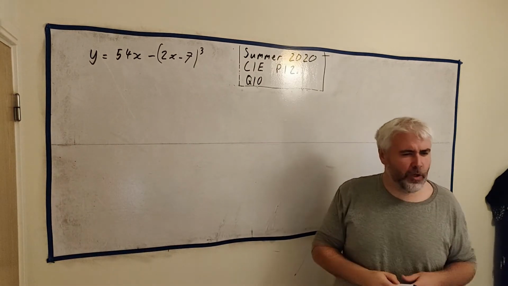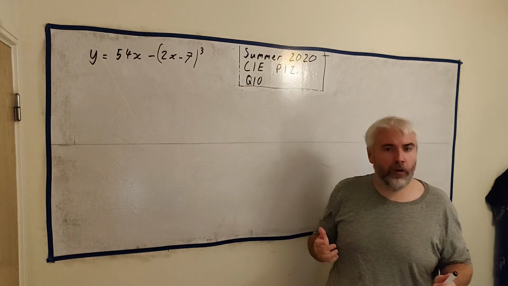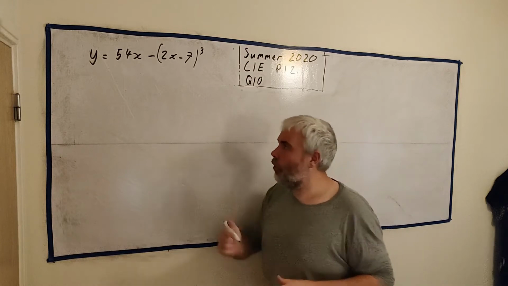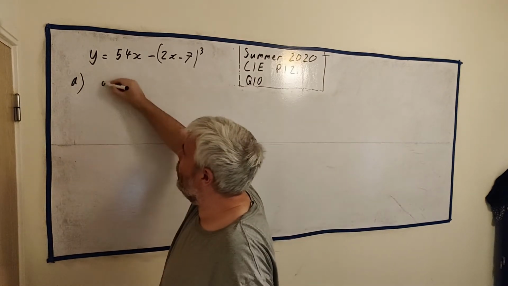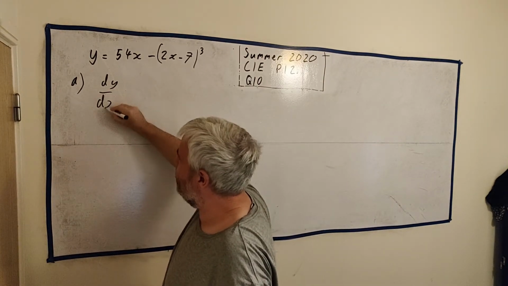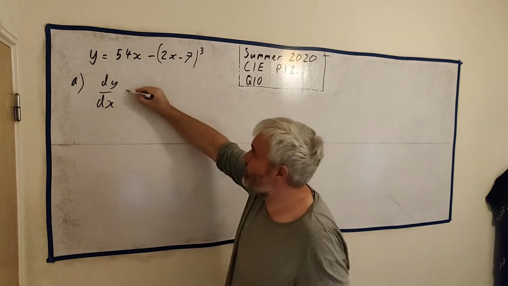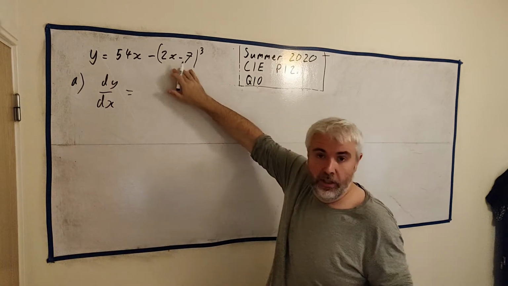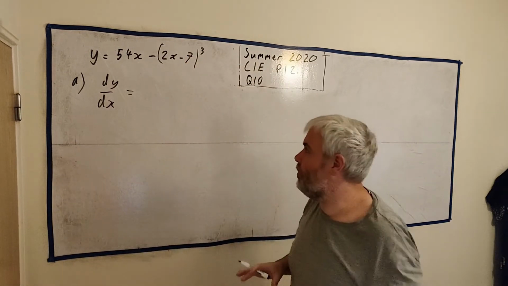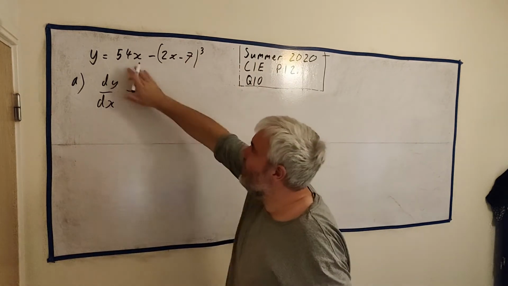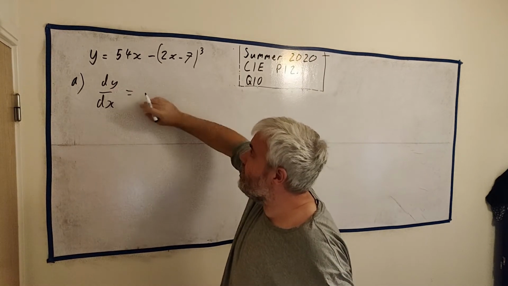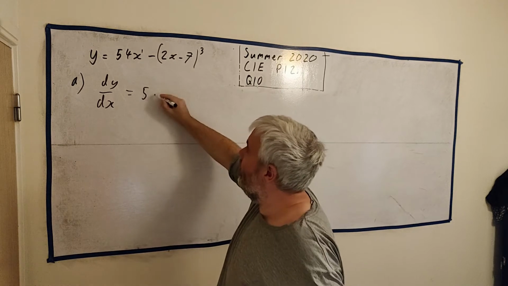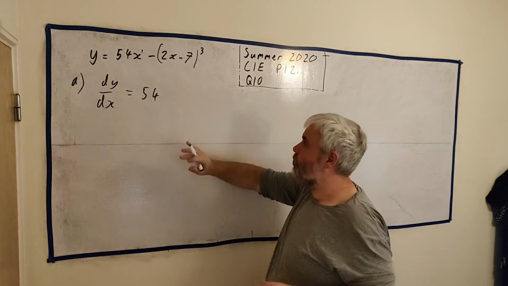They ask us a couple of questions about that, really all revolving around differentiating it and stationary points. So let's do it in order. Part A asks us to find dy/dx. So dy/dx is each term, there's two terms. We could expand this out into more terms, but it's going to be easier to do it this way. The first term, 54x, is easy: x to the power of 1 gives 1 times 54, x to the power of 0 is just 1.